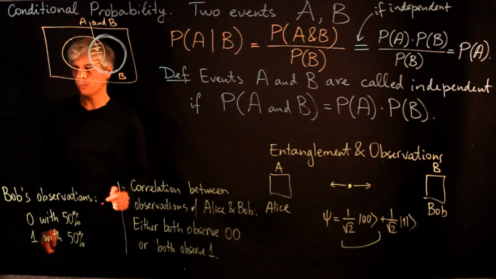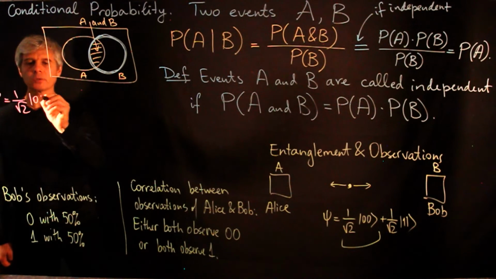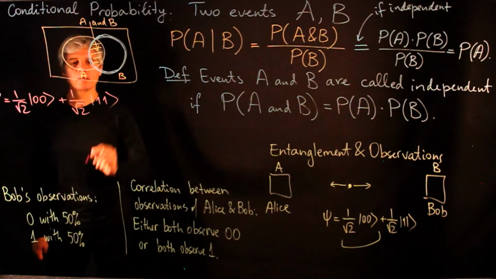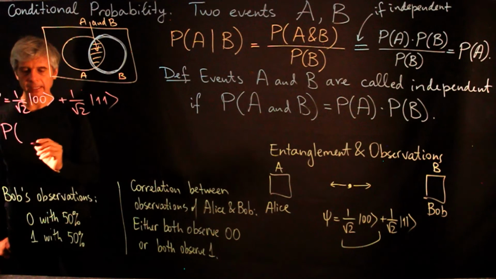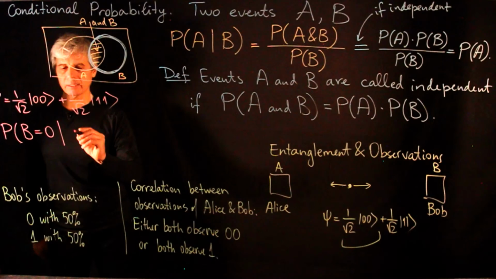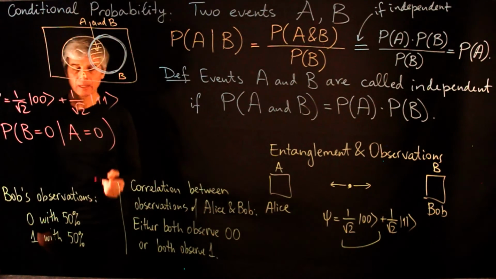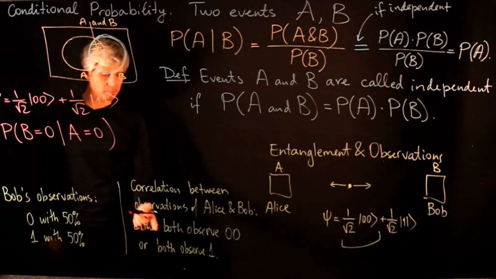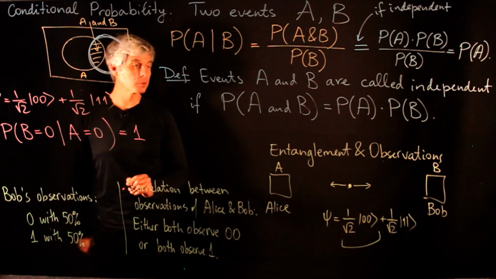Now, let us look at what happens here. So if our psi is 1 over square root of 2 times |0, 0> plus 1 over square root of 2 times |1, 1>. So let us look. What is the conditional probability that Bob observes 0 under the condition that Alice observes 0? Right? So here, if Alice observes 0, then we said that with probability of 100%, Bob will also observe 0. So this is equal to 1.